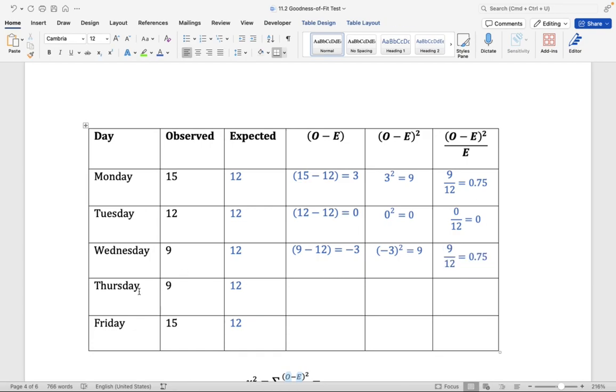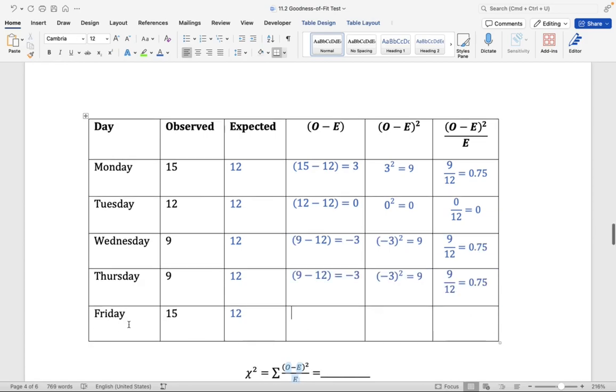Now, for Thursday, it's going to be exactly the same as what we did on Wednesday, because notice the observed value is the same as the observed value that we have on Wednesday. The expected values are also the same. So I'm just going to copy and paste the work from the column above. Now, on Friday, we have an observed value equal to 15 and an expected value equal to 12. Notice these are the same values that we had for Monday. So I'm just going to go ahead and copy those values. (O minus E) squared divided by E for Friday is going to be 0.75.